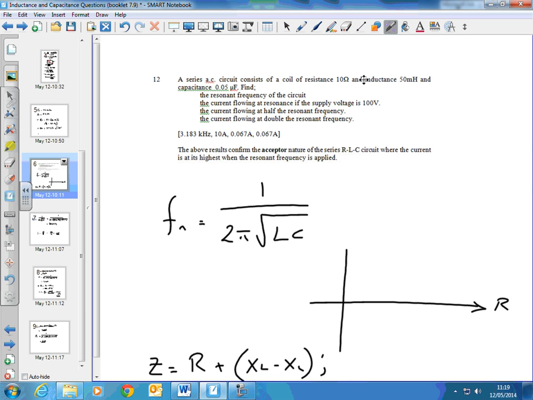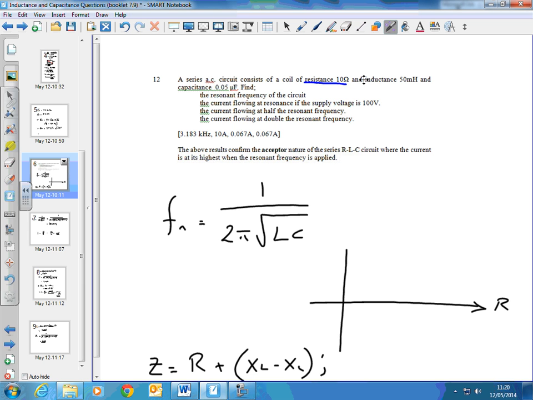Well, there's a shortcut to find the current at resonance, because if you remember the idea, we have XL, which is the inductive reactance, and XC, which is the capacitive reactance. When they're equal, i.e. at resonance, they cancel each other out, and so all we're left with is the pure resistance of the circuit. So at resonance, the easy way to find the current is just to ignore the effect of the capacitor and inductor because they've been cancelled out, and just treat the circuit as having a resistance of 10 ohms.